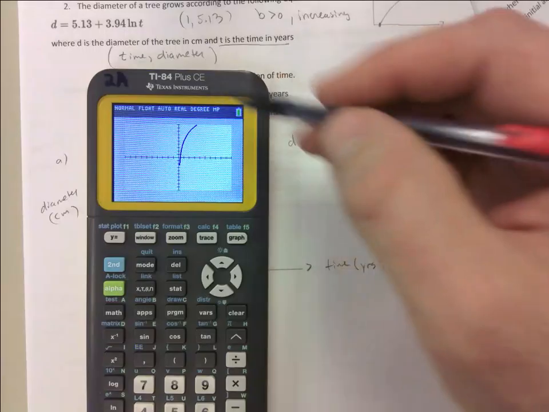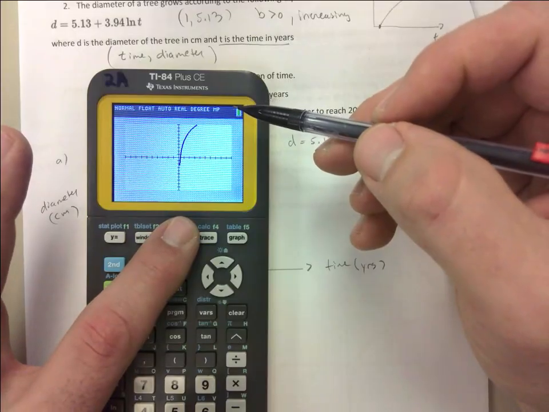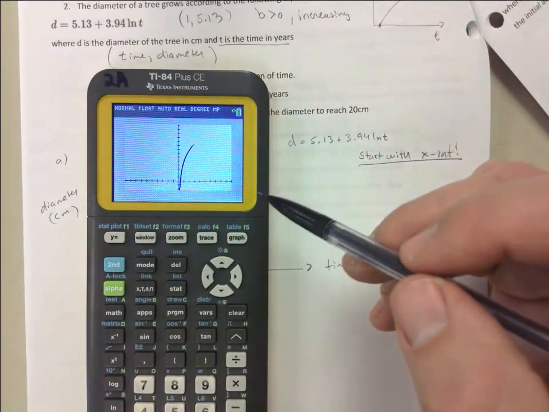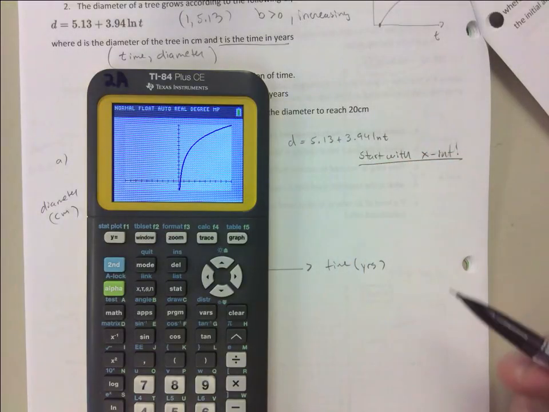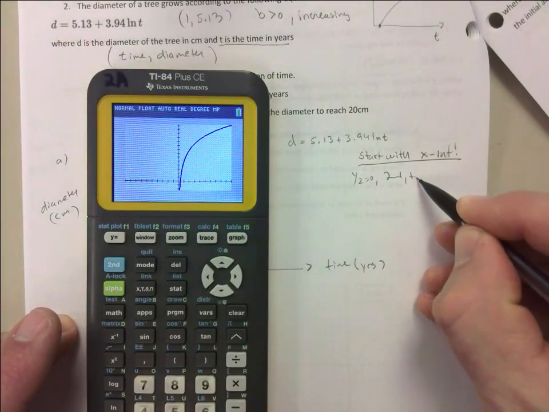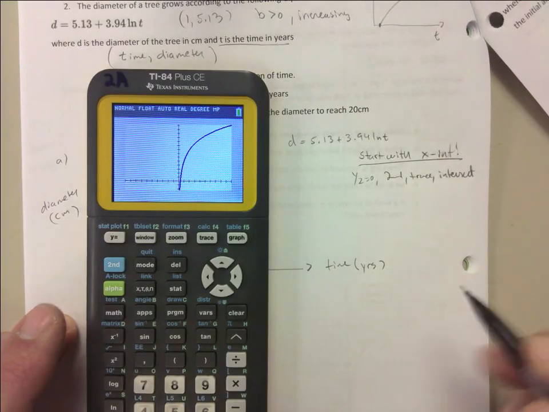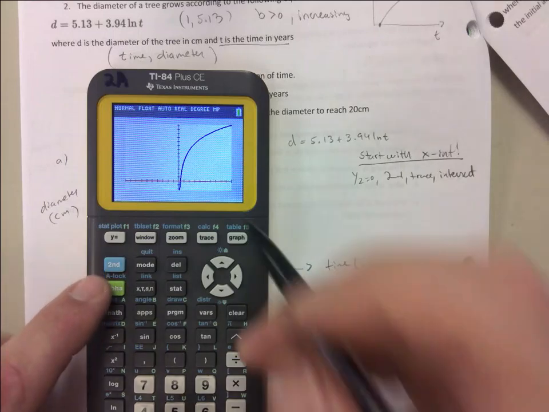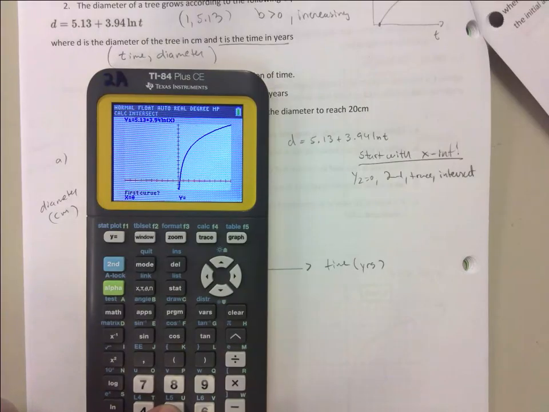Zoom standard is at 10 by 10, right? I'm going to try zoom fit. Why not? Zoom fit is the option 0, right? It's a little bit better. That's what I see. Let's find the x-intercept. y2 is equal to 0. Second, trace, intersect. So y2 is equal to 0. Graph, we're going to find that intersection there. That's my x-intercept. Enter, enter, enter.